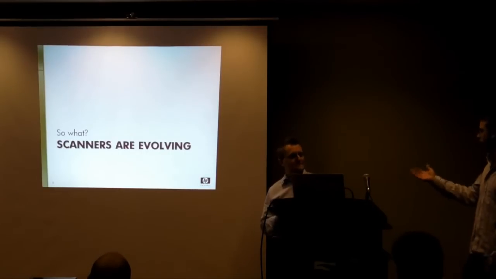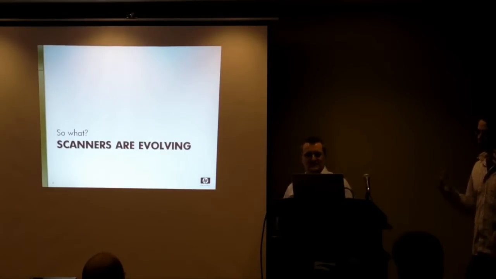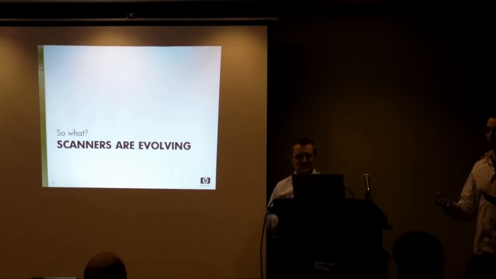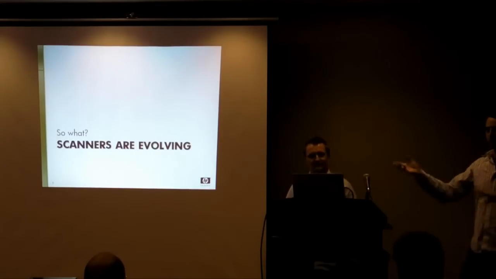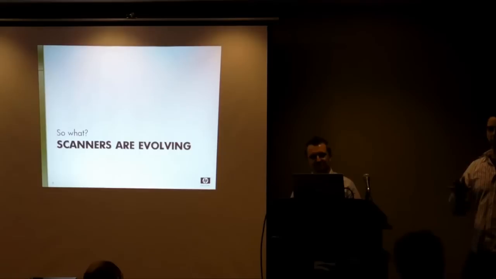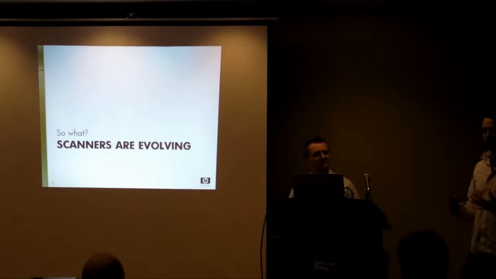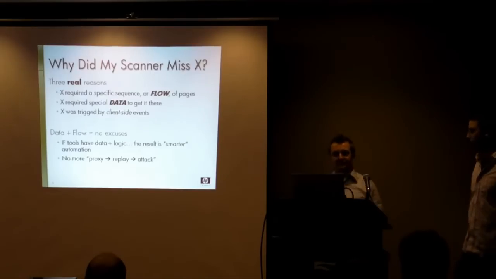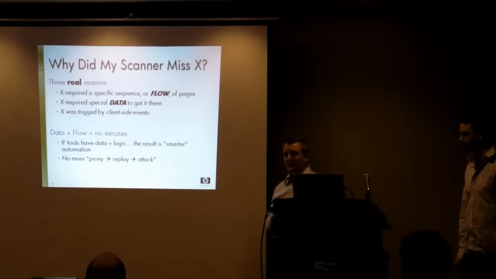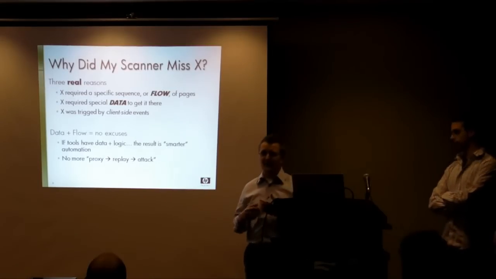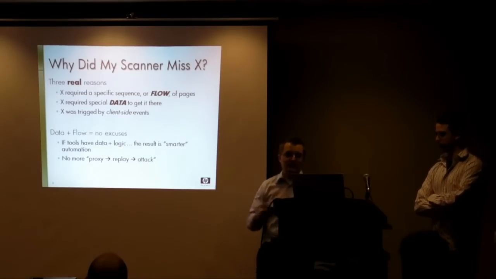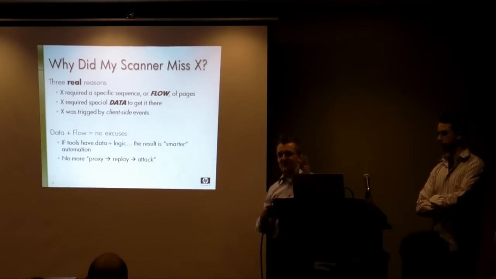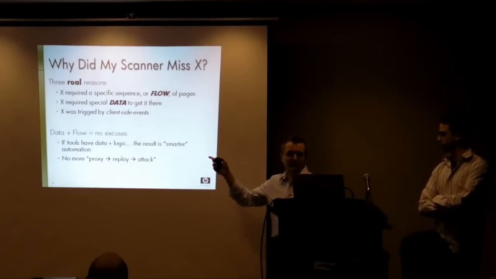Because everyone kind of knows, as Raph was pointing out, the problem with scanners is that they're just kind of clicking around, doing some stuff. How can we start incorporating what users are actually doing into what the scanners are doing and use the stuff in tandem? So the question always becomes, why did my scanner miss whatever, right? There's actually three reasons, and if you think there's more, you're wrong.